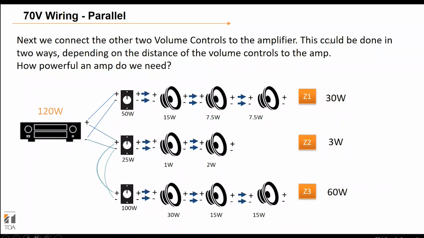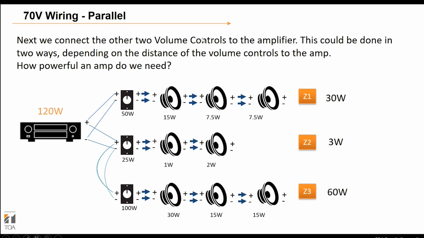So again, back to doing the math, how powerful an amplifier do we need? Well, we've got 30 watts on one line, 3 watts on the next line, that's 33, then we've got another 60 watts, that's 93. A 120 watt amp is exactly what we need for that. We wouldn't want to go to 100 because we're lacking that 20% of headroom. So we want to go to the next step up, which is the 120 watt.